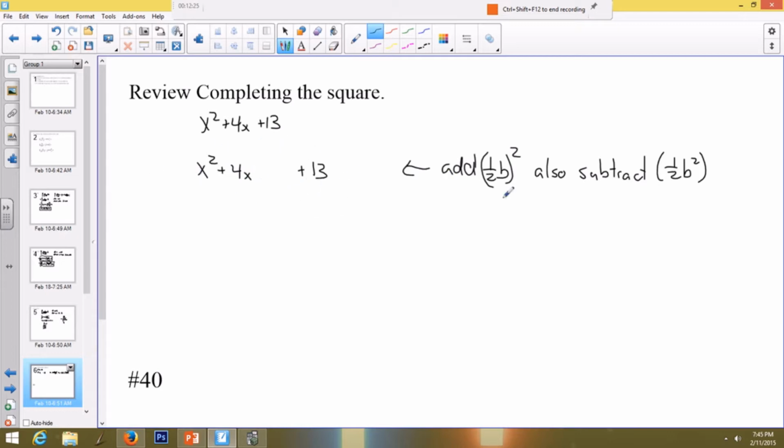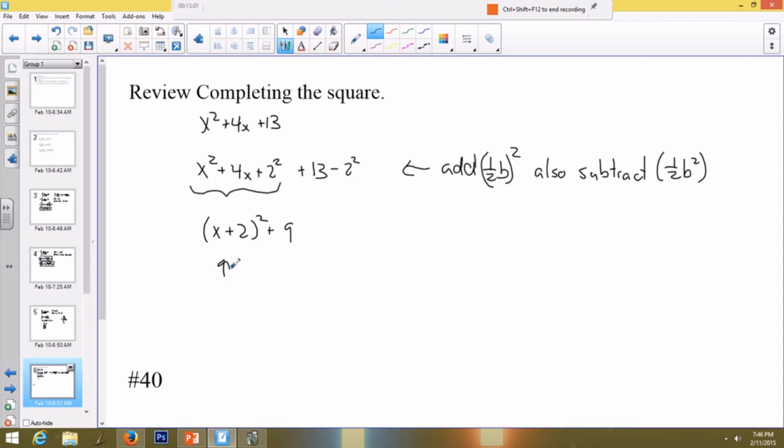What we're going to do is add and subtract the same amount, and then we have a net change of 0, and the additive identity is what we're looking for here. So half of 4 is 2, so I'm going to add 2 squared, and then I'm also going to subtract 2 squared. The reason I did that is because that makes this thing a perfect square. It makes it the perfect square binomial x plus 2 quantity squared. And then 13 minus 2 squared is just 9.